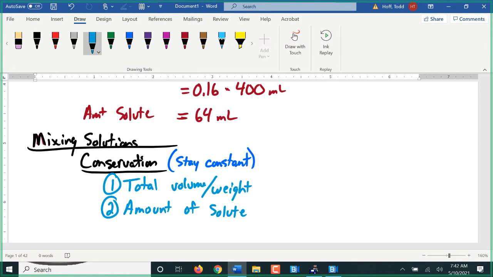Now, when I say that the volume or weight of the total solution is conserved, we do have to be a little bit careful of that. Let's say we have 11 pints of water, and to that we're going to add 2 pints of salt. We end up with 13 pints. No, we don't.